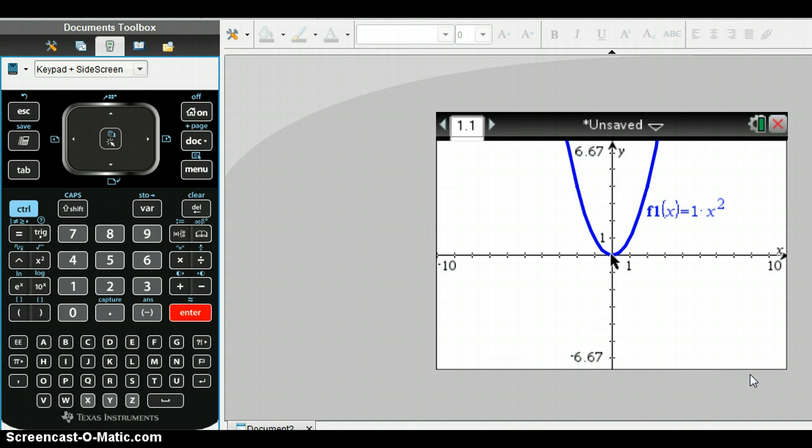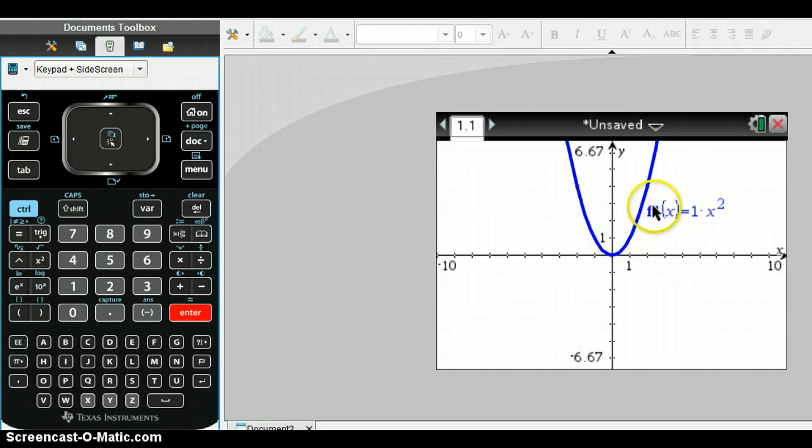We talked about that. And in this case, it opens upwards because k is greater than 0. So it's like a smile. It opens upward. And we know that the domain is the set of all real numbers, and the range is the set of non-negative reals. It's in quadrants 1 and 2. Okay. So we can grab and drag point A.